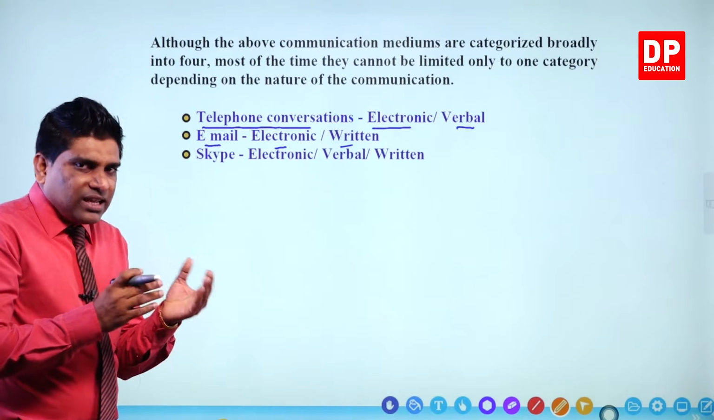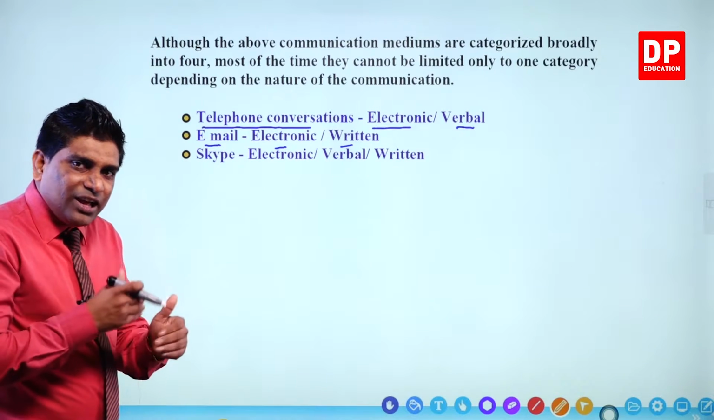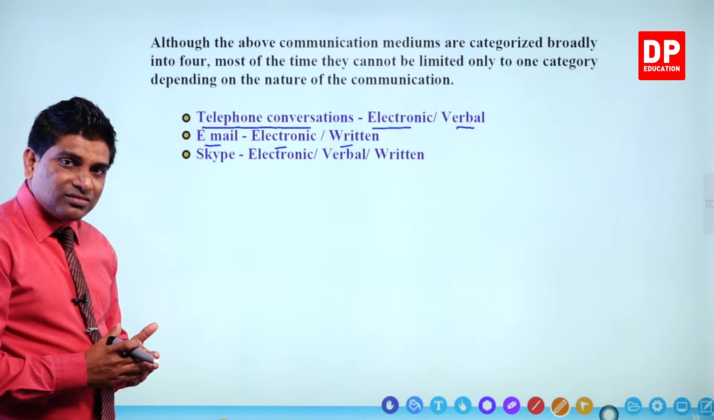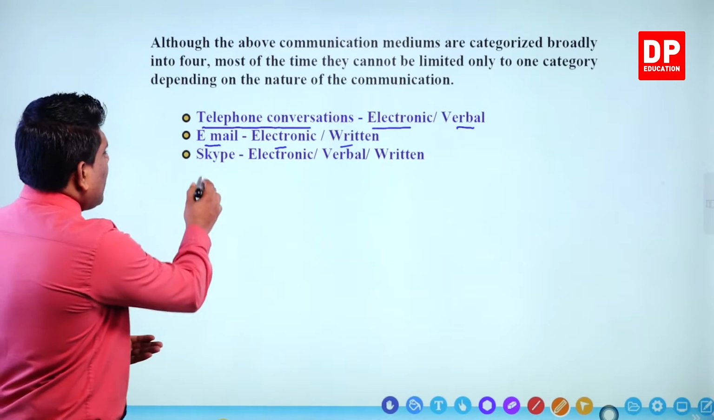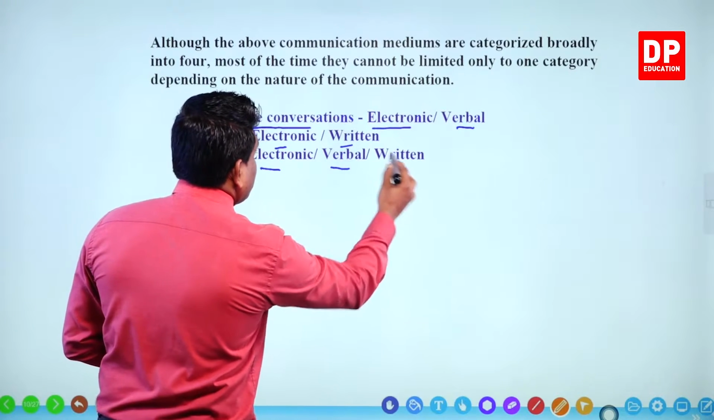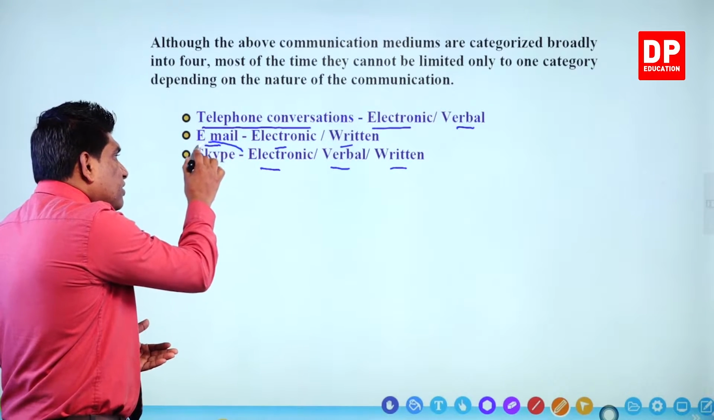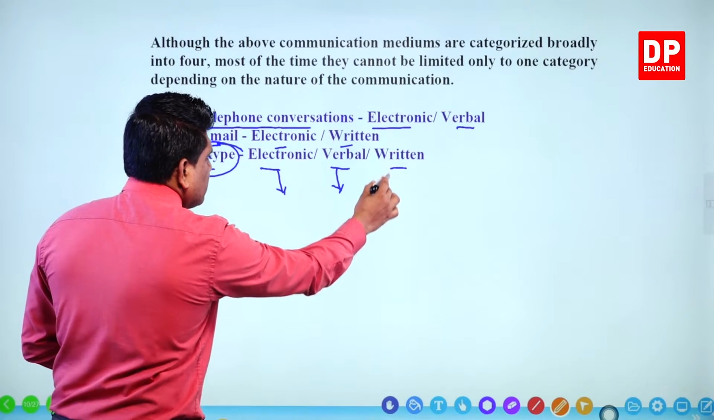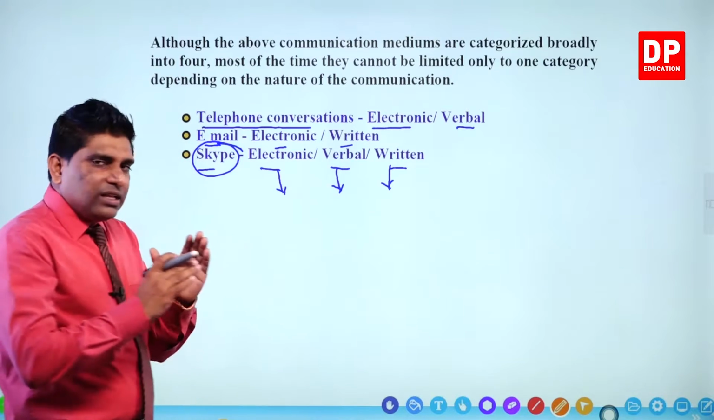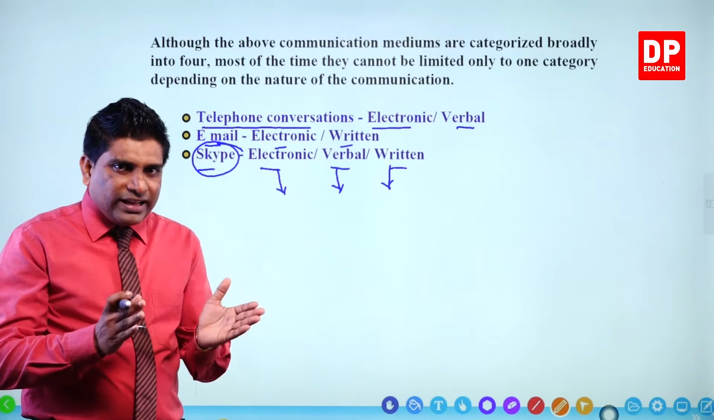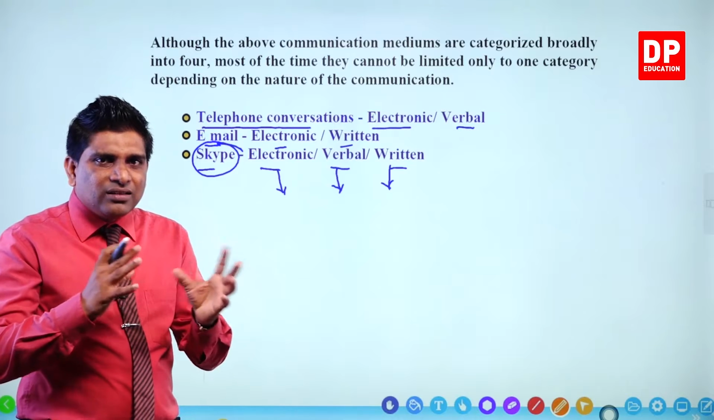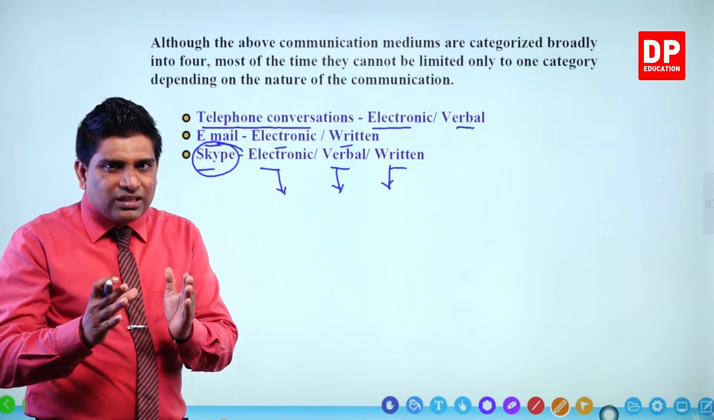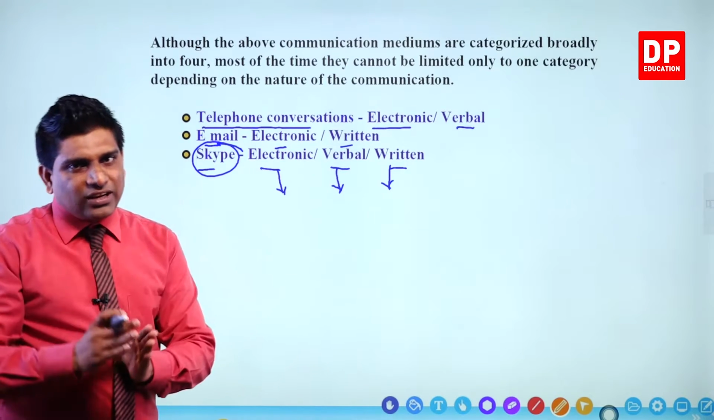Email, one time we can say it's an electronic method. The other time we can say, no, it is written. Then Skype is electronic, verbal and written. Remember, here we broadly classified into four categories, but some go into both categories. It's difficult to classify, this goes to this one and that goes to that one.